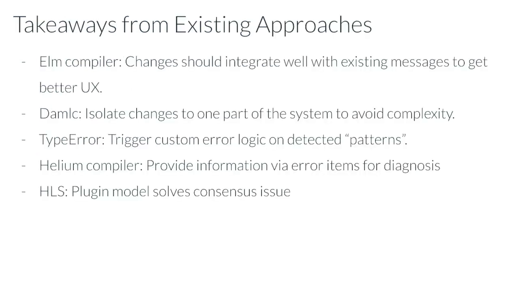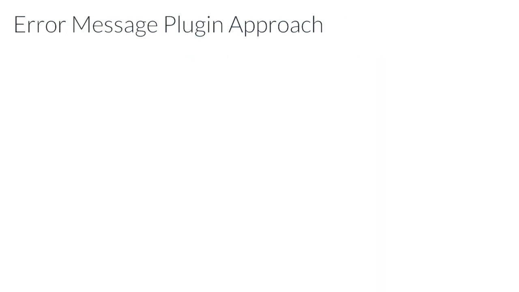So what do you get out of these approaches? Each of them gives a bunch of useful takeaways, right? With the compiler changes, you want to integrate well with existing messages. With DAML-C, you want to isolate your changes. With Type Error Says, you want to trigger your custom error logic when you detect certain patterns, because that way it doesn't get too complicated. The Helium compiler gets some information out there, and HLS tells you a plugin model will help solve this consensus issue. So, great. Then we try to bake these sorts of ideas in.